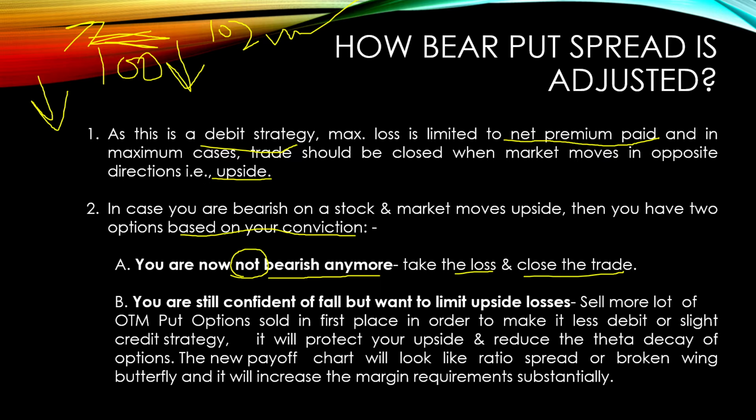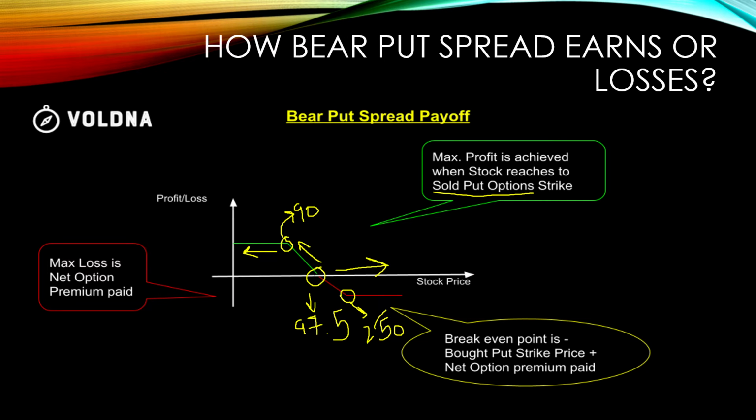What if you are still confident of a fall? You are hoping that this might be a false breakout, and you are confident that this stock will come down. So what can you do? You want to limit your upside losses. In the previous payoff chart, we looked at how the strategy loses. The strategy loses when the stock starts to rise. So you want to protect this loss. While adjusting, the first principle is that you should protect your maximum losses.